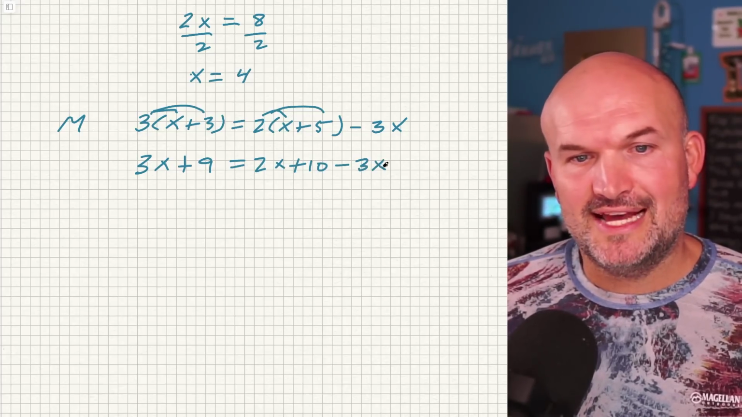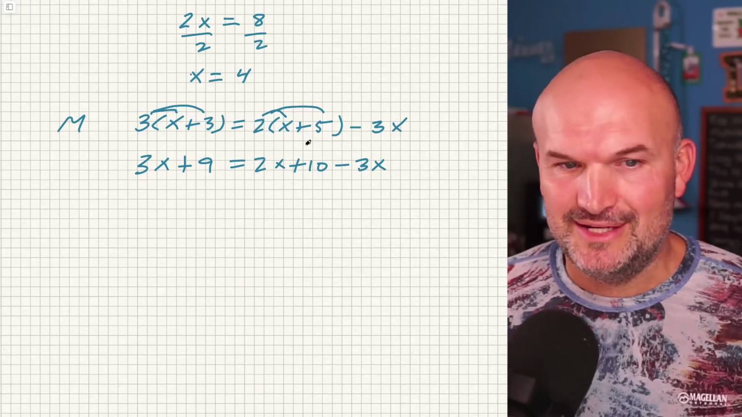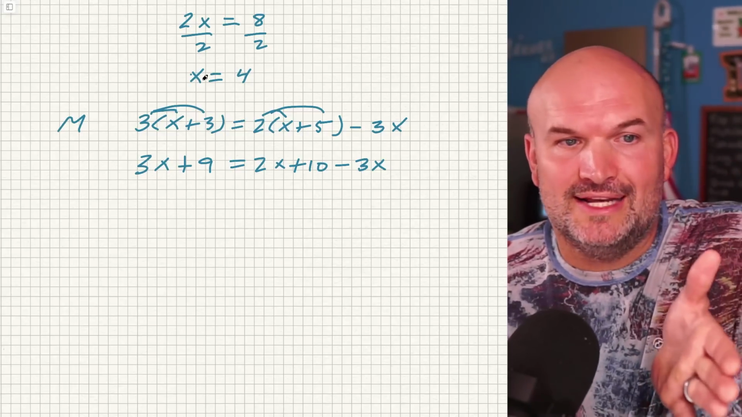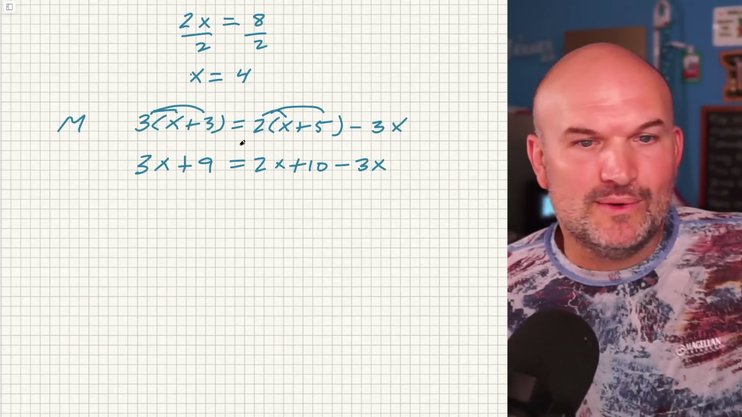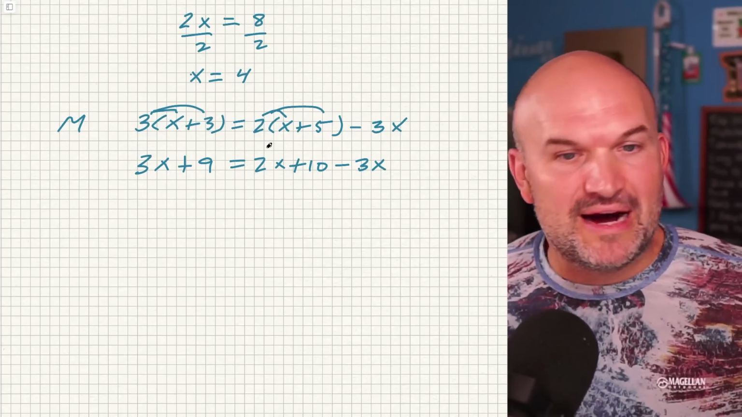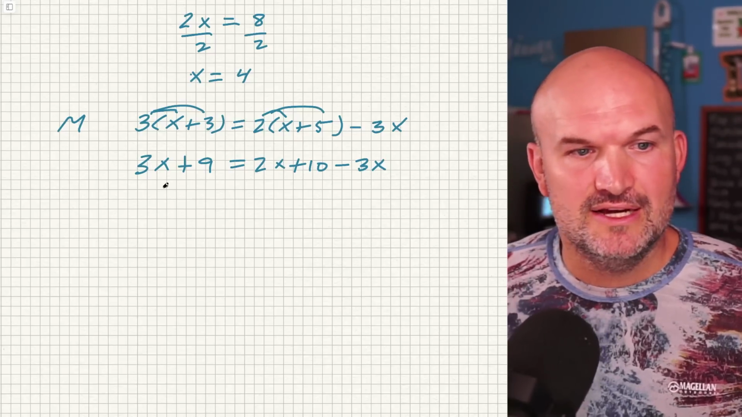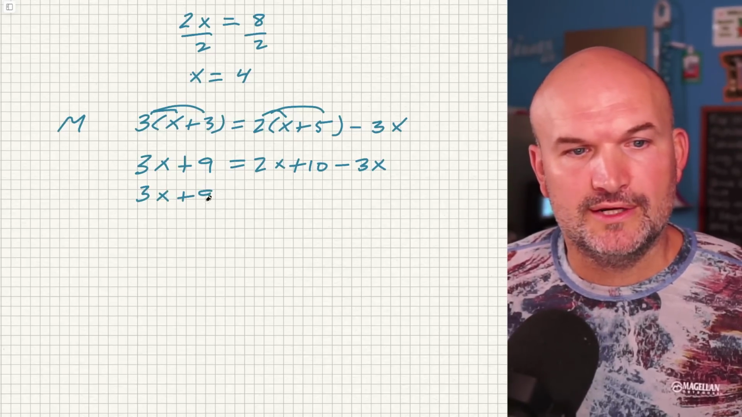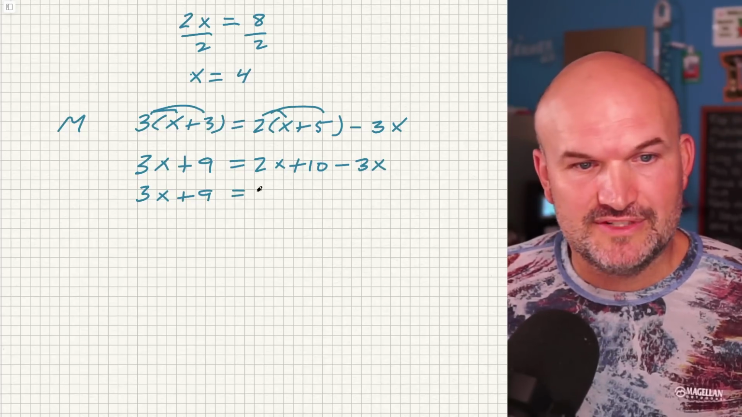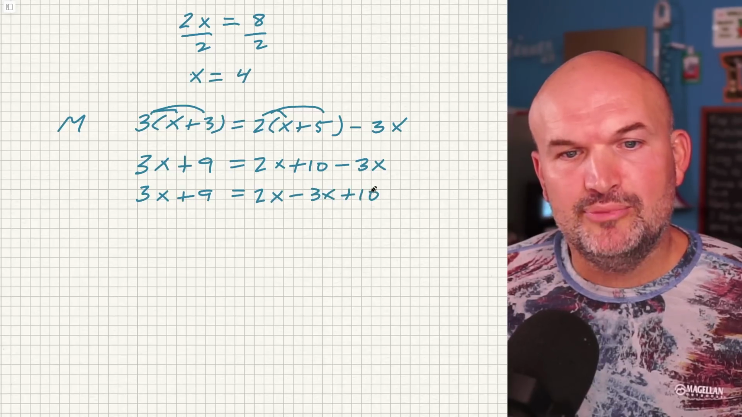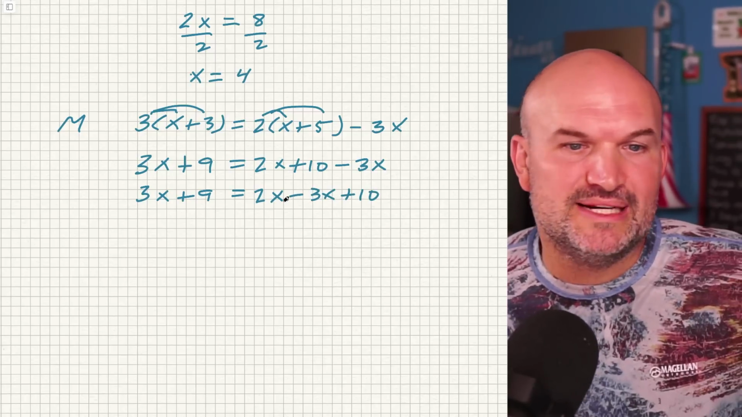And then we still have this lagging little 3x over here. So what do we do here? Well, before we get variables to the same side, our goal is to get x equals. Before we can do that, though, we've got to simplify or combine our like terms. So in this case, we have a 2x minus a 3x. If you don't want to do the work in your head, I'll just do the extra step since I'm teaching here. I can rearrange these: 2x minus 3x plus 10. Put them next to each other if it makes it a little easier for you.